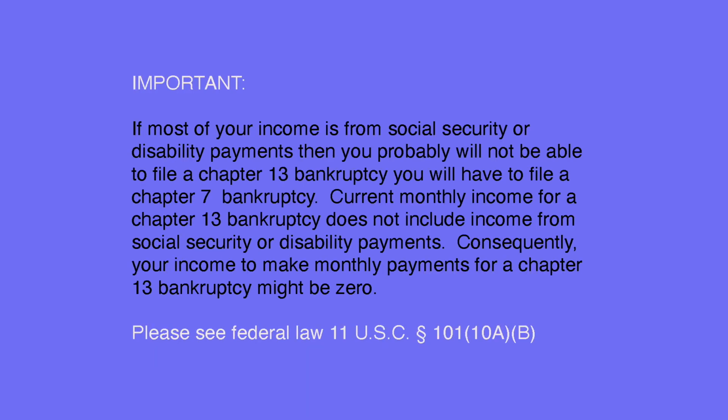Important: if most of your income is from Social Security or disability payments, then you probably will not be able to file a Chapter 13 bankruptcy. You will have to file a Chapter 7 bankruptcy. Current monthly income for a Chapter 13 bankruptcy does not include income from Social Security or disability payments. Consequently, your income to make monthly payments for a Chapter 13 bankruptcy might be zero. Please see 11 U.S.C. Section 101, 10A-B.